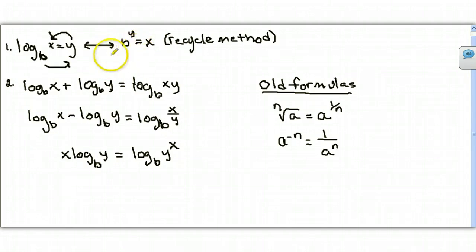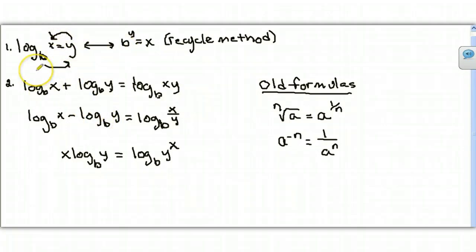I stole an idea. And the second one says if you've got log base b of x plus log base b of y, if you see a plus sign in the middle of two logarithms, that stands for multiplication. So if you've got log x plus log y, then that's going to be equal to log of x times y. In the second formula, the base is irrelevant. So the little b's don't mean anything. It's just the first formula where you're using a b.